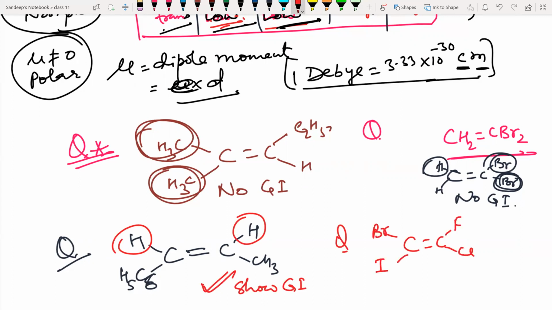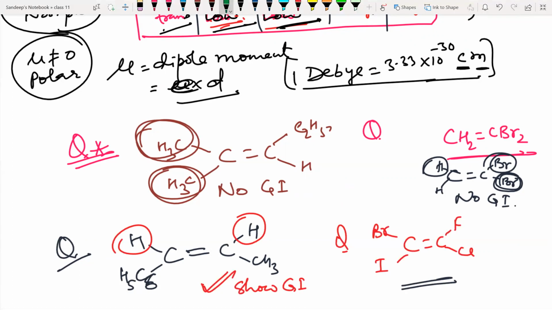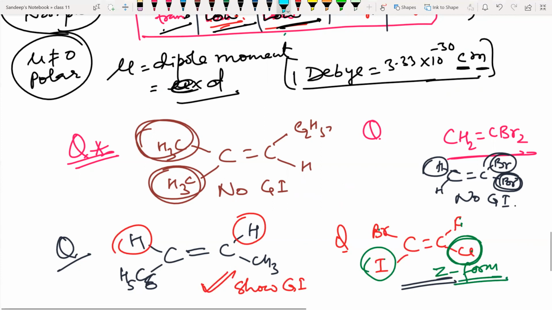What will be rated, cis trans or EZ? What is the name for this? This is not cis and trans. This is EZ. You have to tell. How will you tell? First, atomic number. So fluorine, chlorine, bromine, iodine; iodine is more. So it is called Z. Z form means together. Z form.